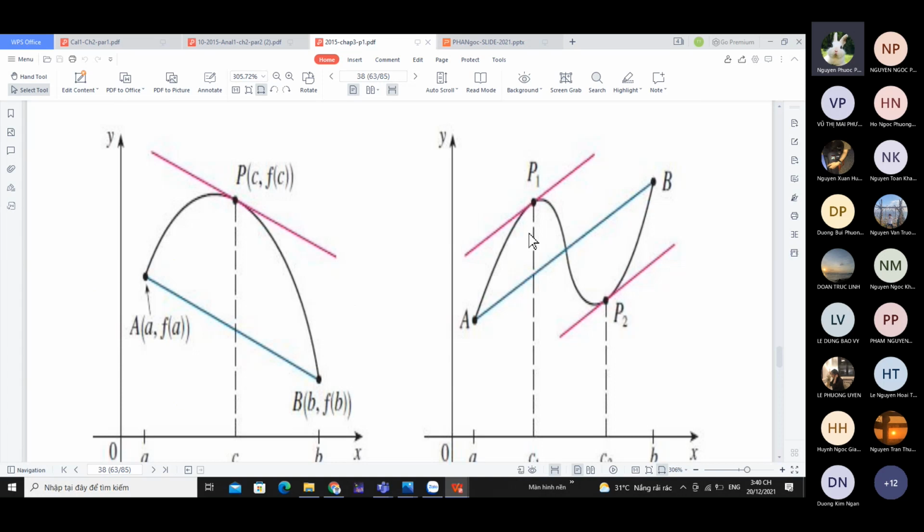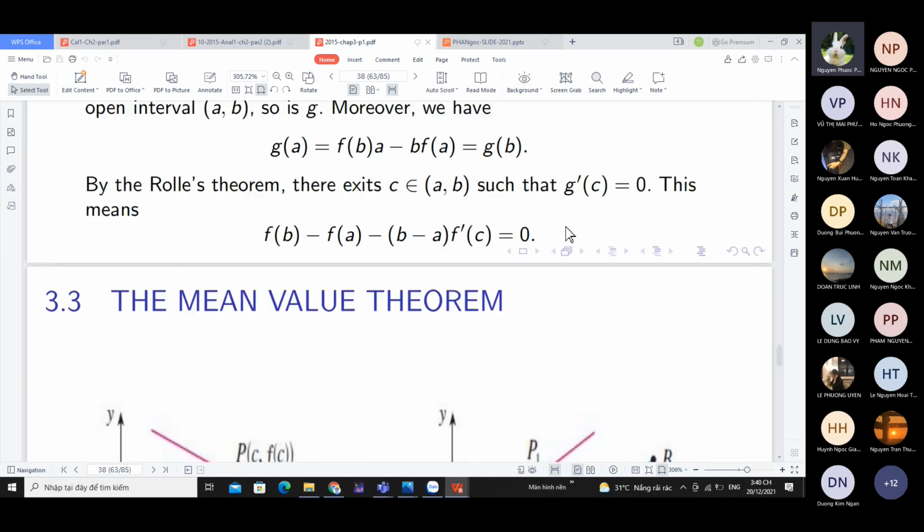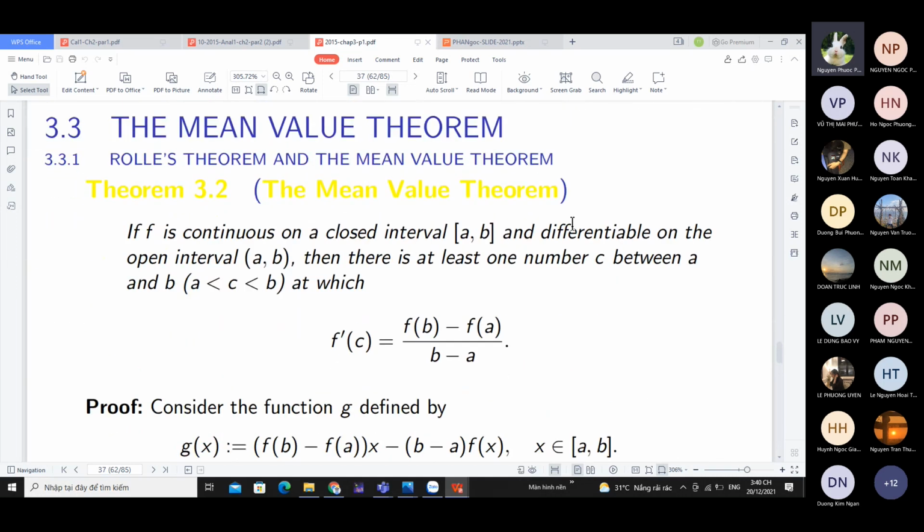And now suppose that f(a) equals f(b). If f(a) equals f(b), the secant line AB is parallel to the x-axis, and you get right back the Rolle theorem. Okay? It is called the mean value theorem.